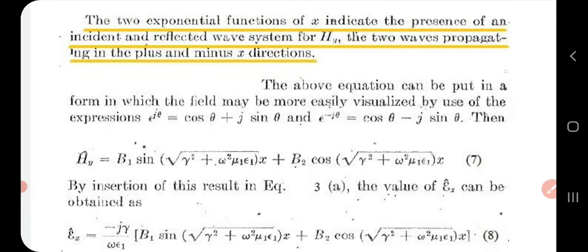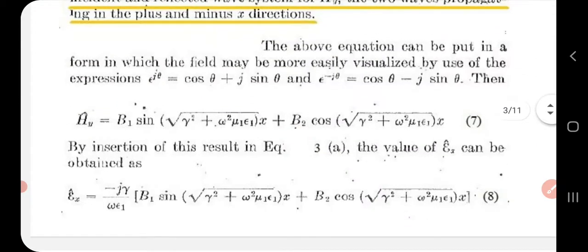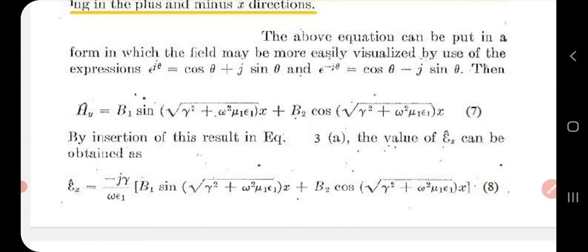Now the above equation we can put in a form in which it becomes easy to visualize. For that, we are using the expressions e raised to j theta, which we know is cos theta plus j sin theta, and e raised to minus j theta is cos theta minus j sin theta. Then the above expression for Hy will reduce to this one, that is equation 7.